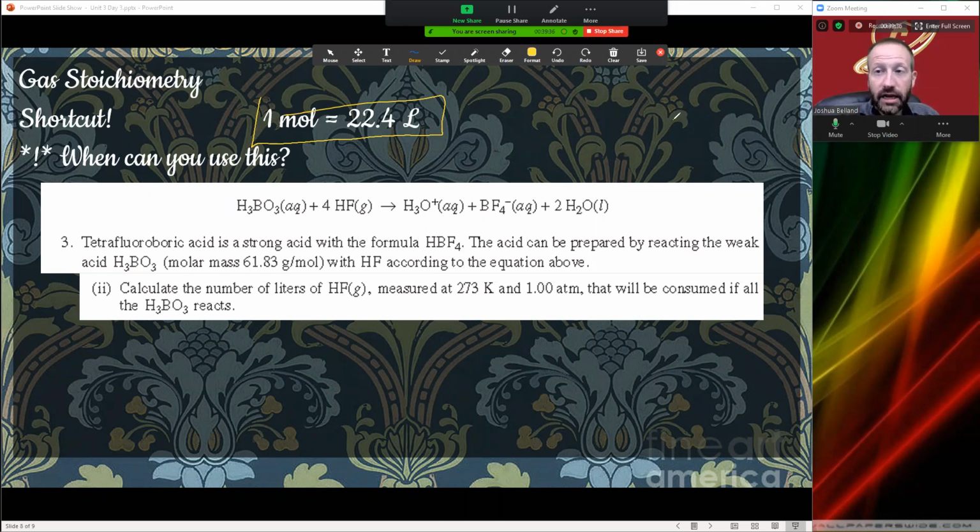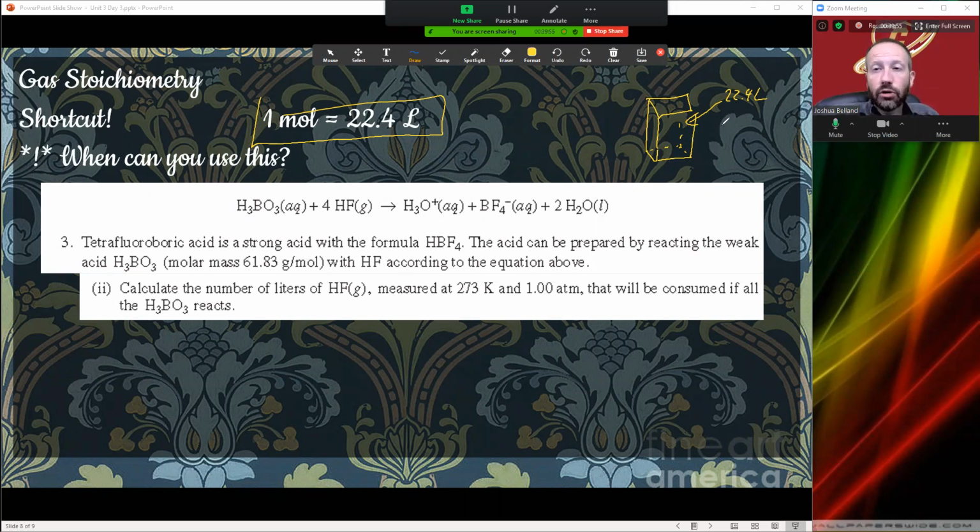So imagine I had a container. I'm going to draw a sad looking box here. Here's my sad looking box. Okay. And this box had a volume of 22.4 liters. When that's full of a gas, I have 1 mole of gas in that box.